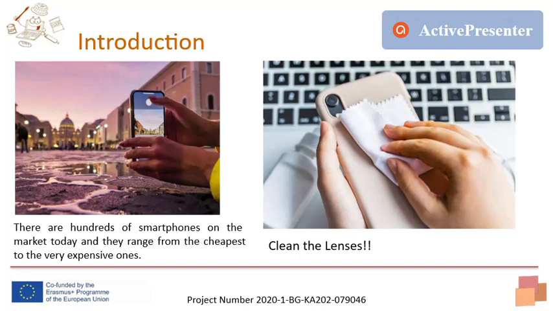There are hundreds of smartphones on the market today, and they range from the cheapest to the very expensive ones. Obviously, the cost corresponds to a higher quality of the product and therefore also of the operating system and equipment such as lenses and photographic sensors. Today, thanks to smartphones, we can take pictures at any time and with a light and handy device.